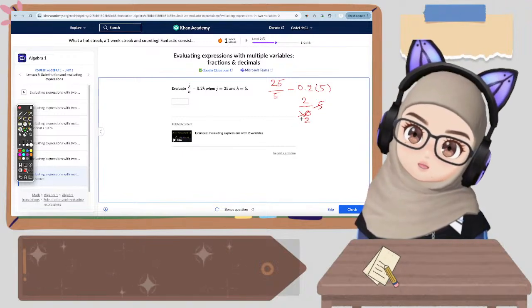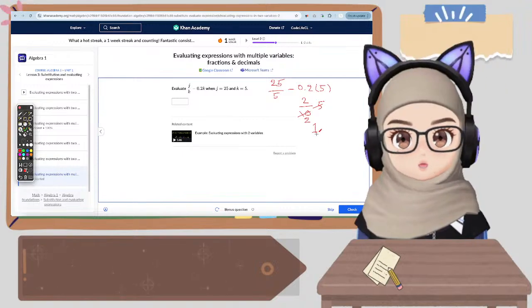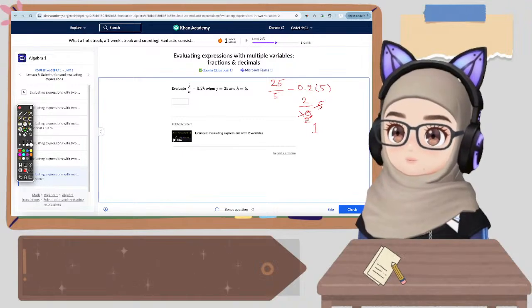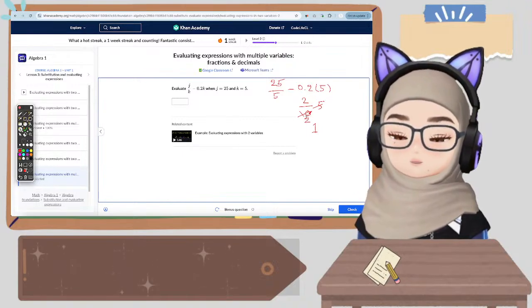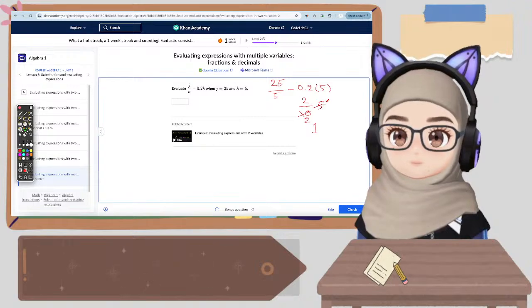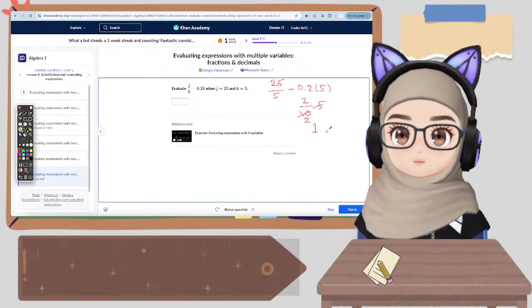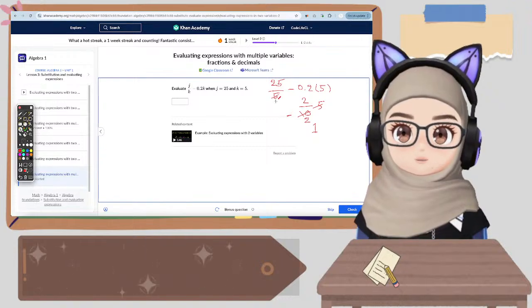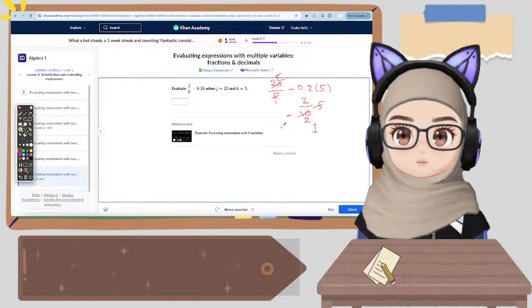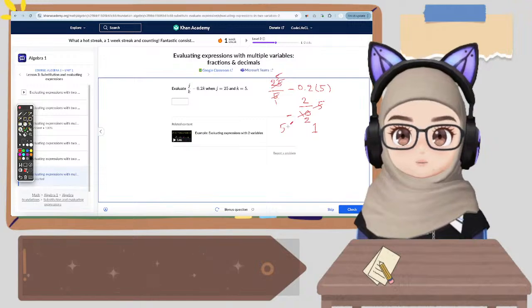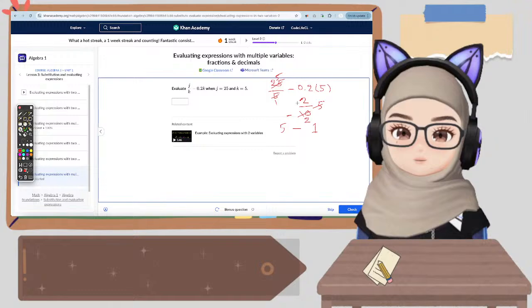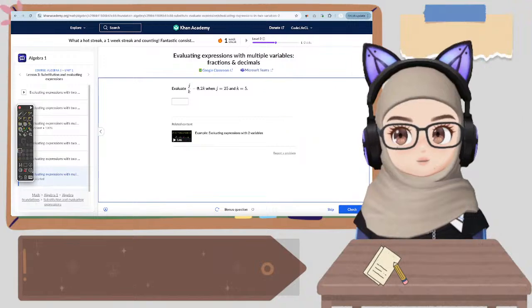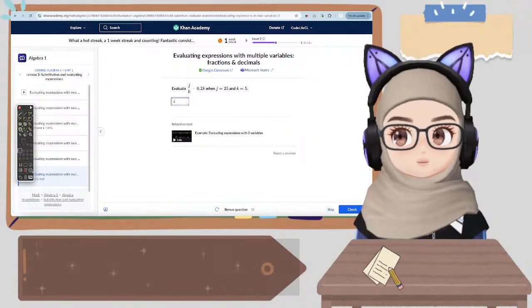Huh? It's 1? No. I don't think this is correct. Hold up. This is a 2/10. This can't be 1. This makes no sense to my brain, but I'm gonna try anyways. This is 1, this is 5. So 5 minus 1? Is the answer 4? Please don't be correct. Oh no, it's correct.